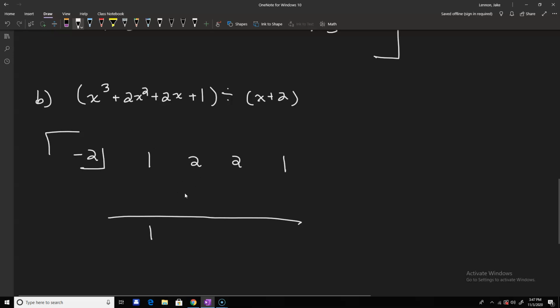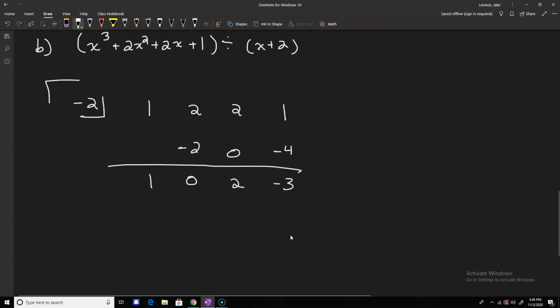So I do negative 2 times 1, which gives me negative 2. I add those together and I get 0. So 0 times negative 2 is again 0. Then I can add, I get a 2 there. 2 times negative 2 would make negative 4. And then I add those and I get a negative 3.